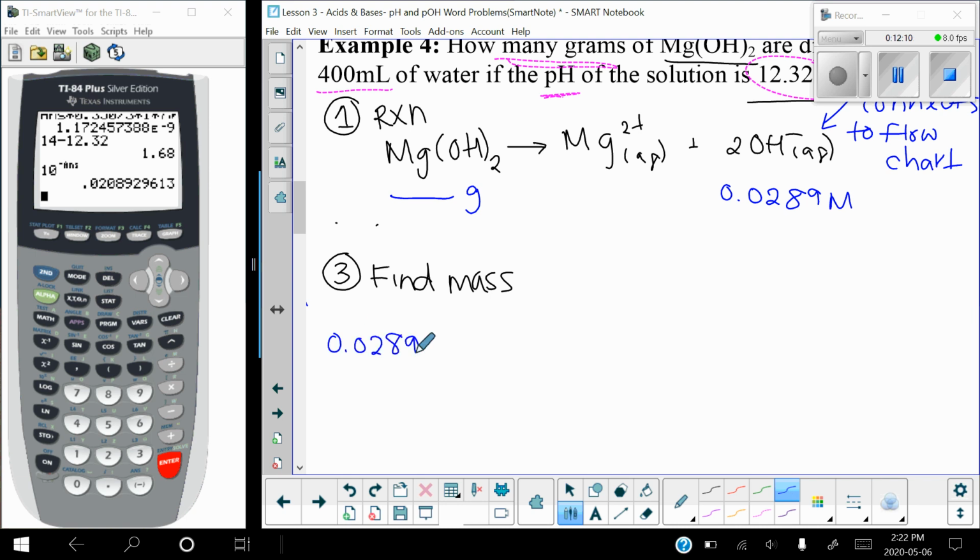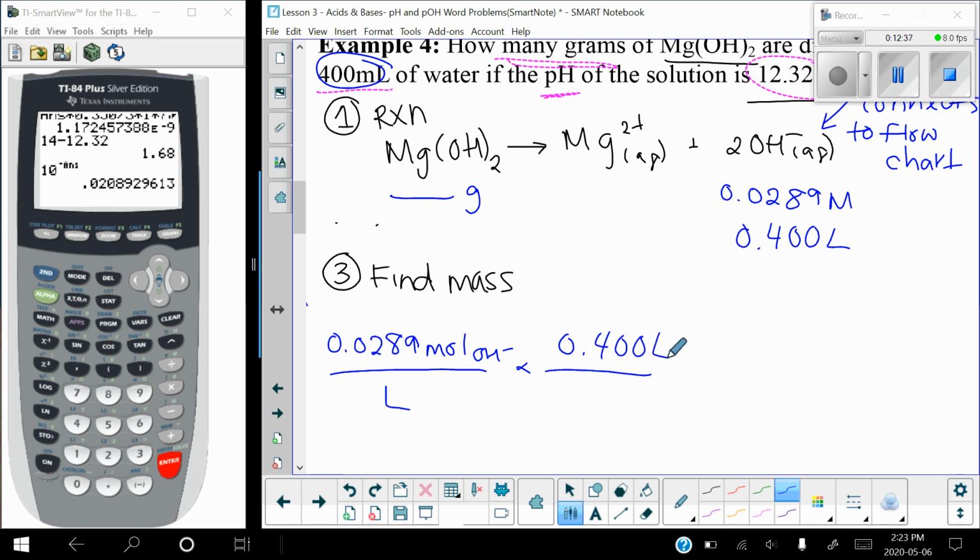So we're going to start off with what we know. 0.0289. Again, I'm going to write it as moles of hydroxide per liter. Then you want to cancel out the liters. We only want to have moles when we're converting using our molar ratio. So I'm going to use 400 milliliters, which is the same thing as saying 0.4 liters. So I'm going to multiply by 0.4 liters. Then I am going to cancel out the liters and I'm left with moles of the hydroxide.